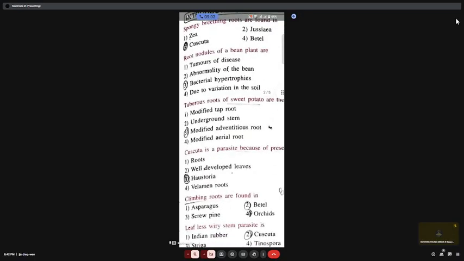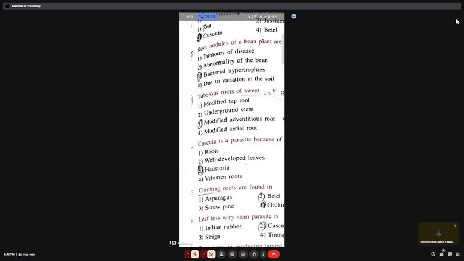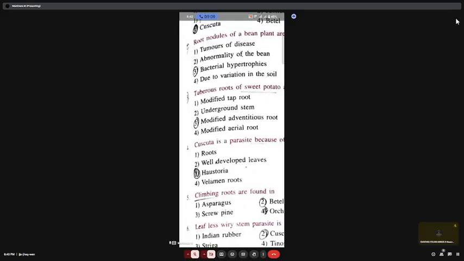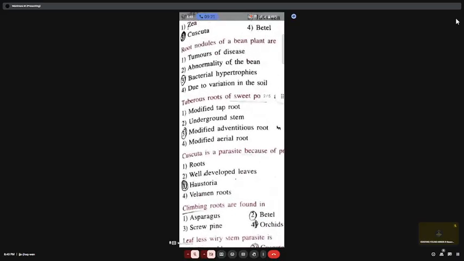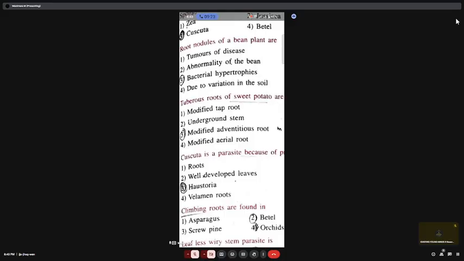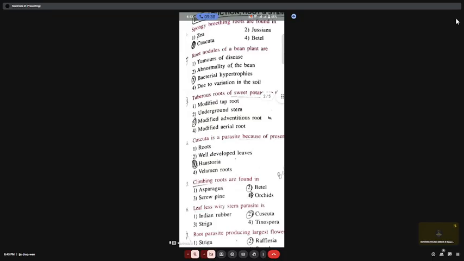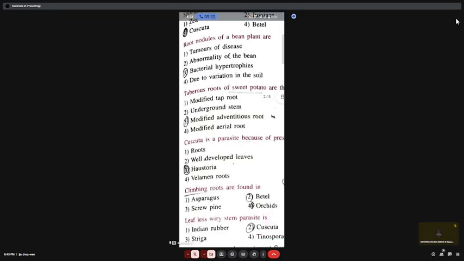Then, tuberous roots of sweet potato are the modified taproot, underground stem, modified adventitious root, or modified aerial root. Make a note of it. The sweet potato questions are like this. We have learned about fibrous root and taproot systems, but which plant has what kind of root is important. So the sweet potato has modified adventitious roots.